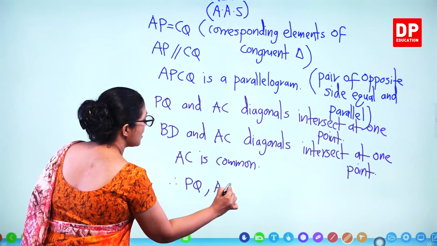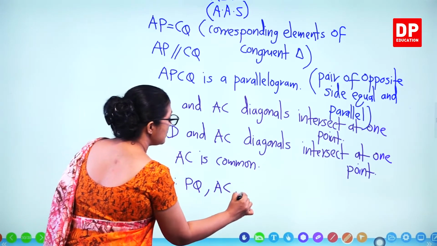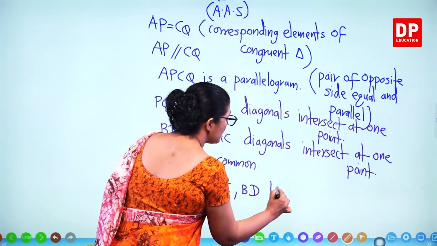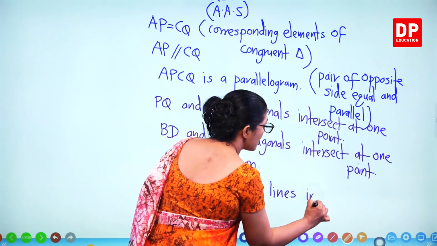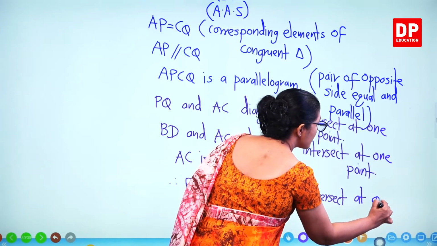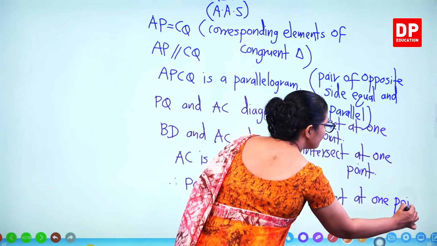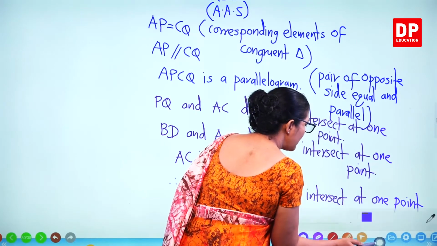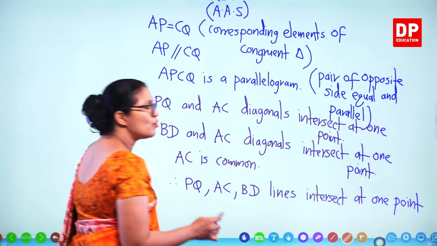AC, BD lines intersect at one point, because those are diagonals of the two parallelograms.